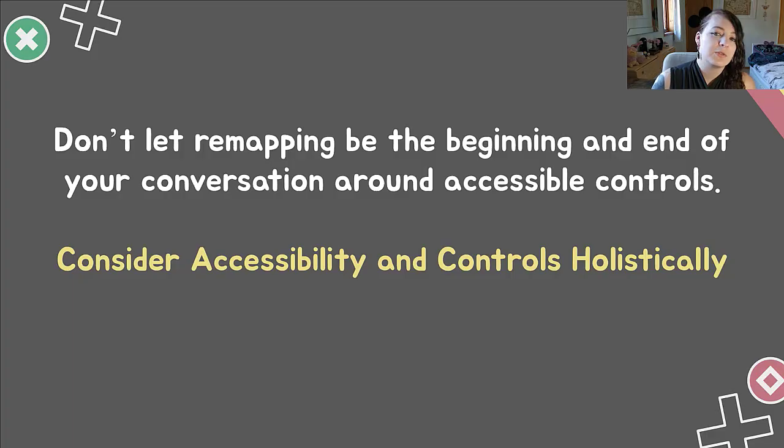But mostly, if there is one thing that you take away from today, I want it to be this. Don't let remapping be the beginning and end of your conversation around accessible controls. Understand that the Venn diagram of mobility, accessibility, and game controls is a circle, and you should be considering them holistically. Every action that you make is a potential barrier, but it's also a fascinating and fulfilling area to deep dive into.